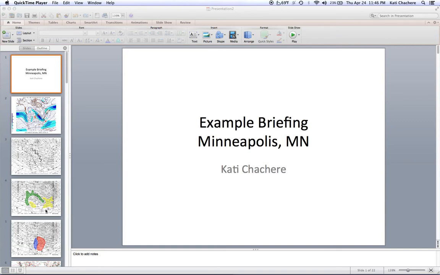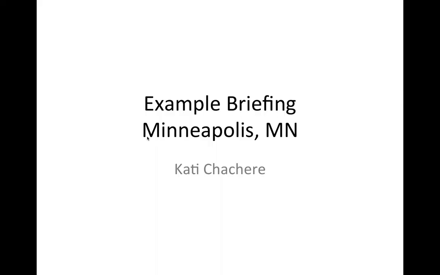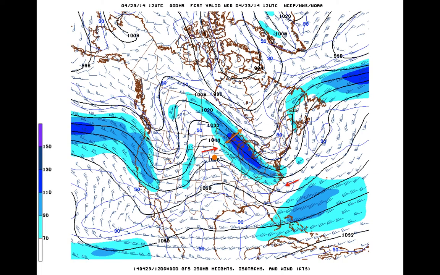Everyone, right now we're going to do the example briefing for Minneapolis, Minnesota. This is valid a few days ago, but I wanted to give you guys an example so that you would know what to do and not give anybody an unfair advantage of me already analyzing their charts. So for our first chart, you see that we're on 250 millibars.